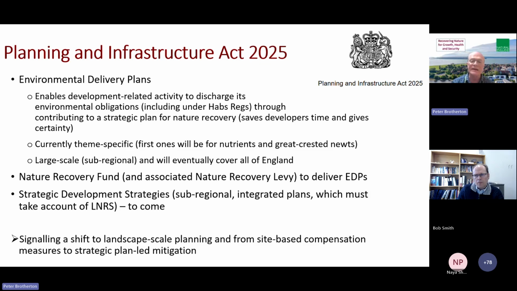And collectively, all I'm saying, capturing at the bottom there, is that these further signal that shift to landscape scale planning and from site-based compensation measures to strategic plan level mitigation. So these are going to be really important tools, I think, to deliver some of the things that we'll be talking about later on today.